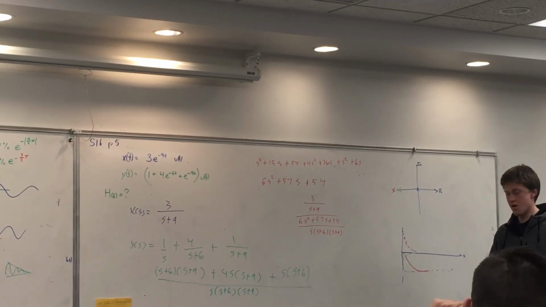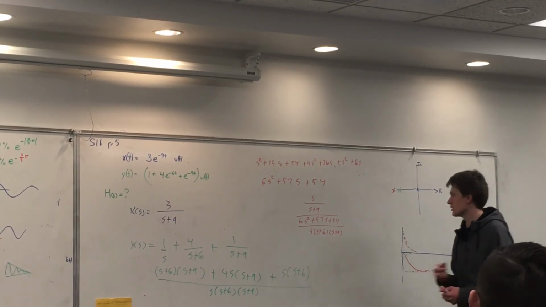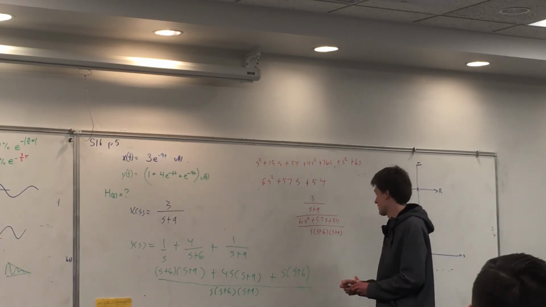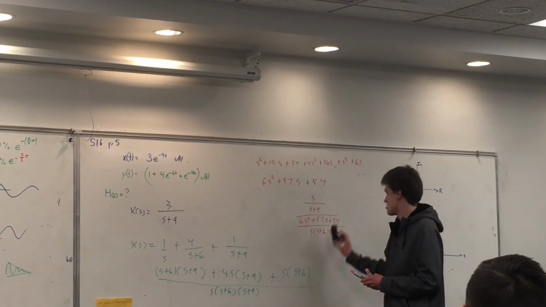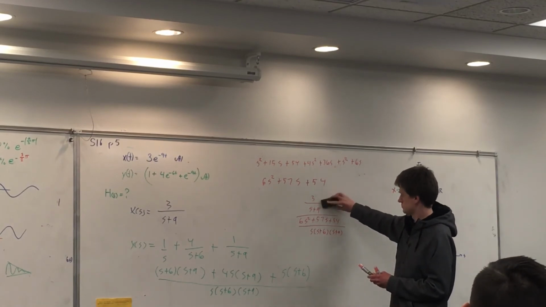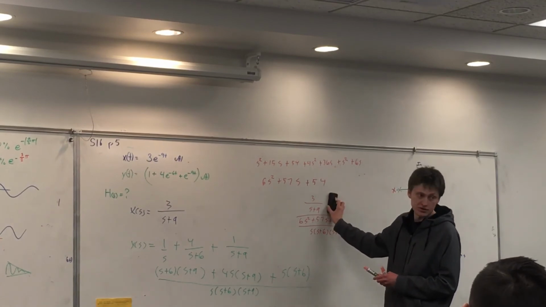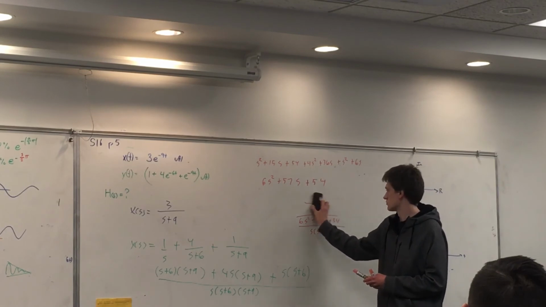Take the top 3 over s plus 9 away. The reason I'm telling you to do that, you'll see in just a second. And notice he hasn't multiplied out the bottom, which is a good idea, because there's gonna be some cancellation there. So just walk through this, and give it to take that top off.